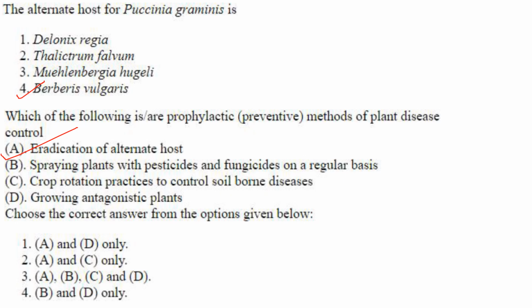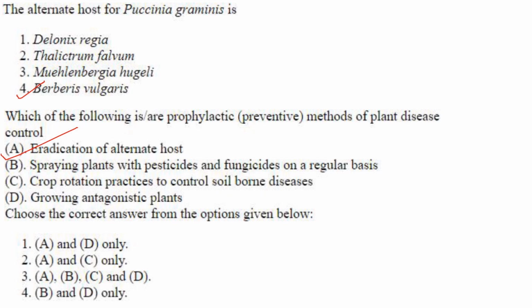Then crop rotation practices to control soil-borne diseases. Yes, because crop rotation reduces the number of pests and pathogens in the soil, such as when you plant resistant crops after a season of growing susceptible crops, the pathogens will be starved of food. So that is one of the reasons why crop rotation can be used.